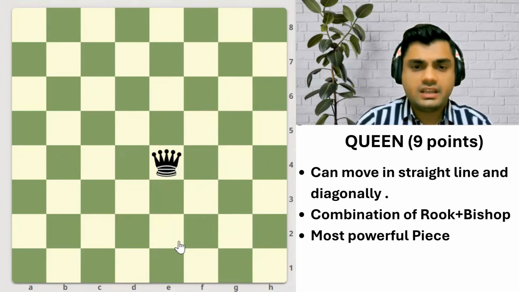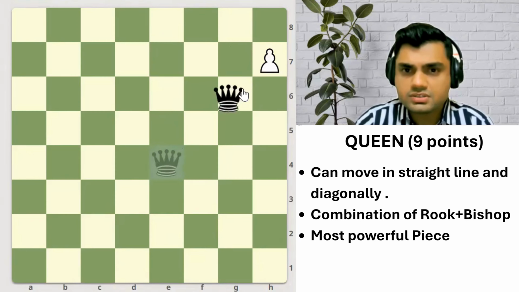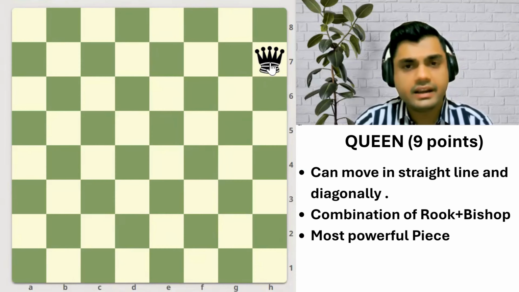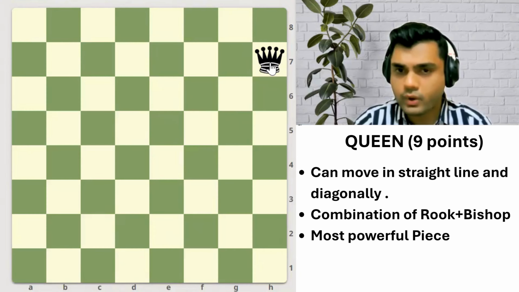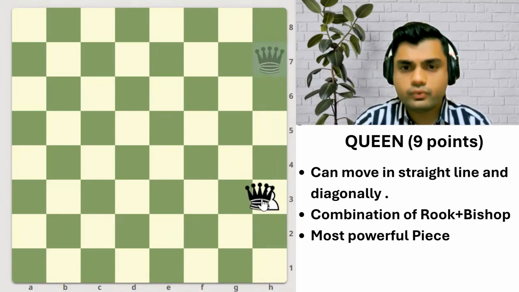Now let us say if the pawn is here, I can capture this pawn in one move, because queen can move in a slanting line and it can take any number of steps in one move. Even if the pawn were here, the queen could have captured it in one move.